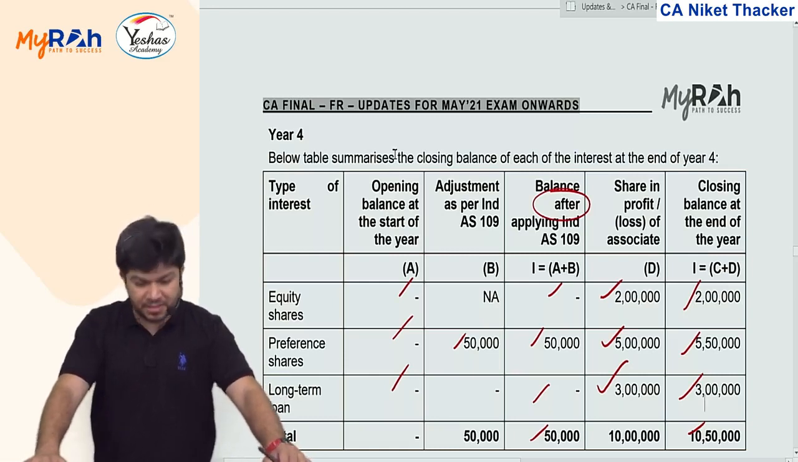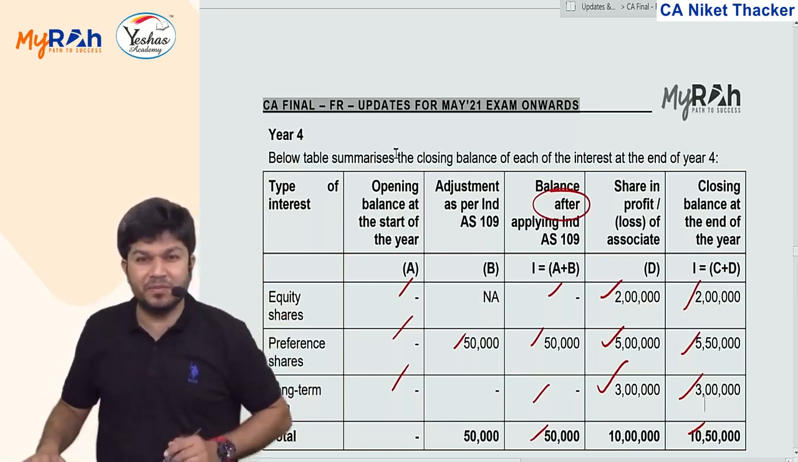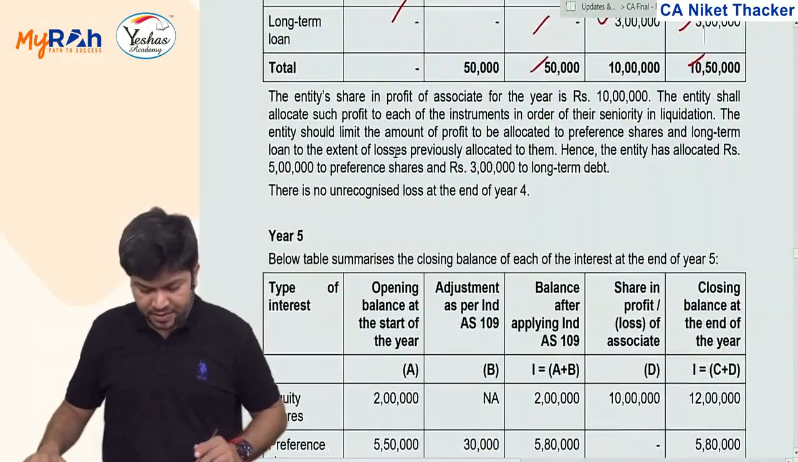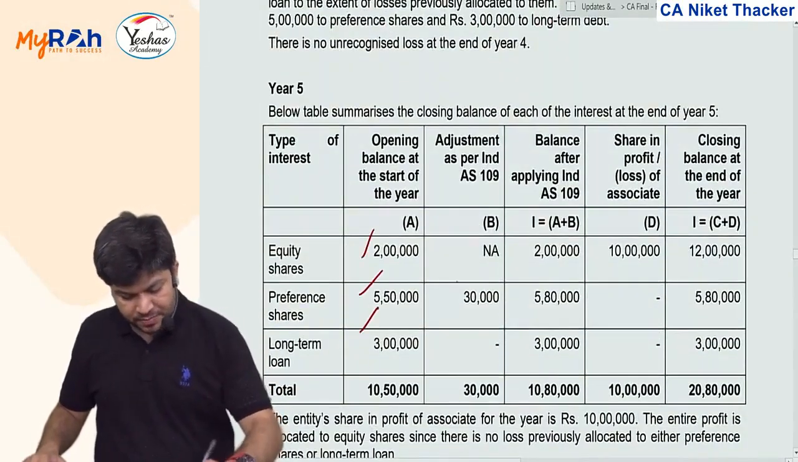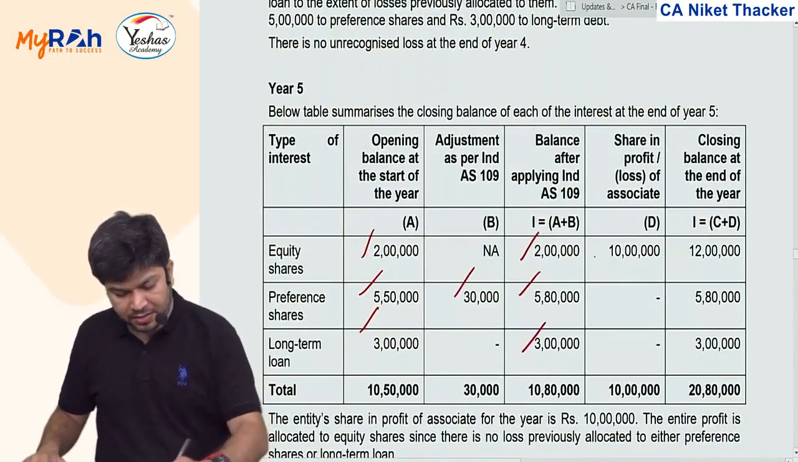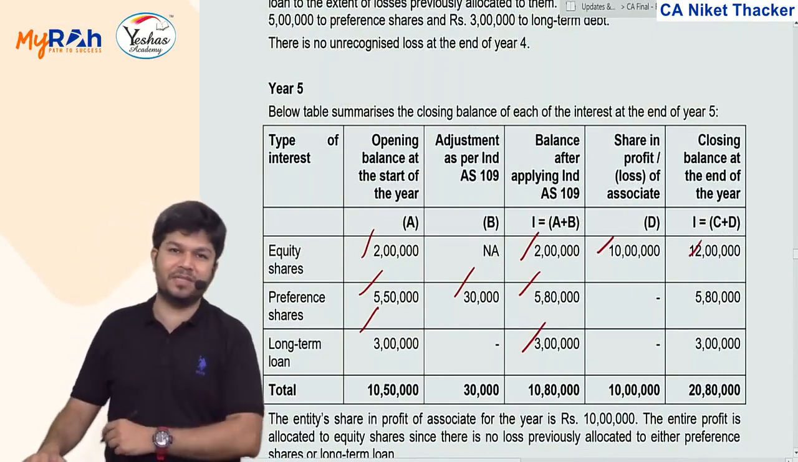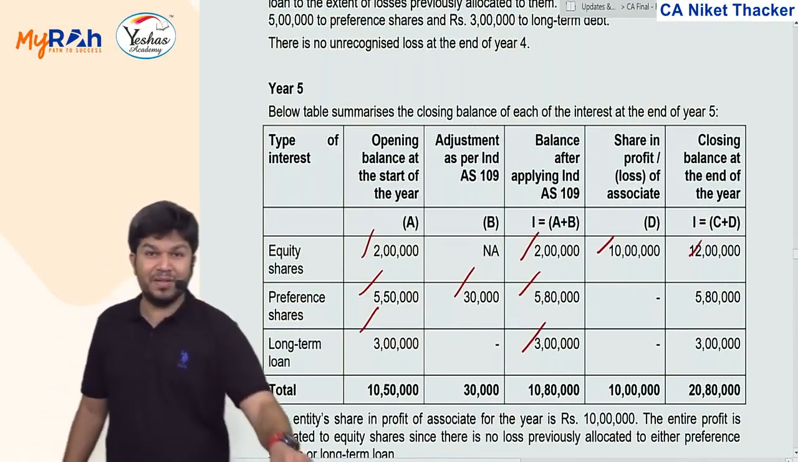Other long-term interest. Next year 10 lakh profit is fully added to equity, as per 109. These are the balances. 10 lakh profit added in equity. Okay, in simple words.